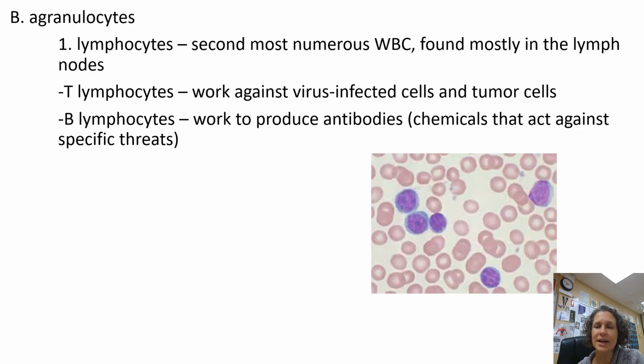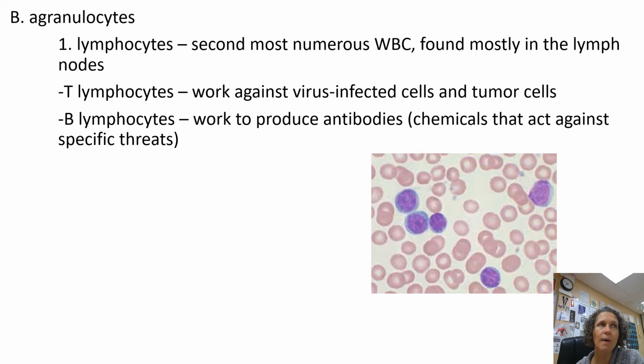Okay, now the agranulocytes. The big one here is the lymphocytes. These are the second most numerous white blood cells. They are mostly found in your lymph nodes, like the ones at the corner of your jaw, under your ears, in your armpits, and your groin. These are broken down into T lymphocytes and B lymphocytes. The T lymphocytes work against virus-infected cells and also tumor cells. Their only job is to determine if a virus has invaded a cell or if it's a tumor cell, growing out of control, and to destroy them.